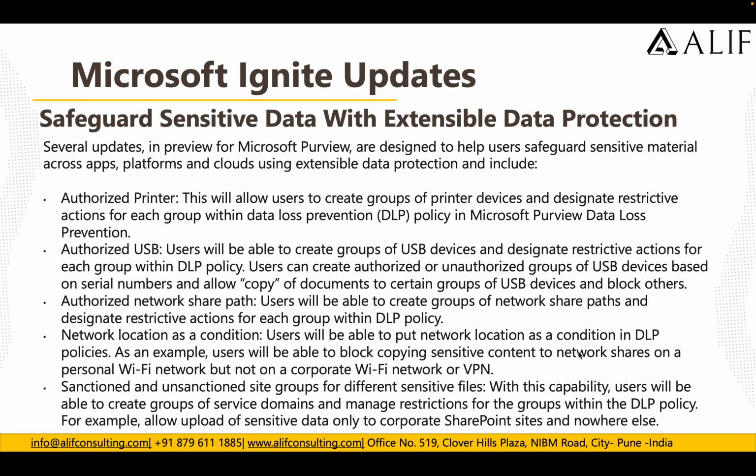The next update which we have is network location as a condition. So users will be able to put the network location as a condition in a DLP policy. The last update which we have is sanctioned or unsanctioned site groups for different sensitive files. With this capability, users will be able to create groups of service domains and manage the restrictions for each group within the DLP policies. So these are the new updates for safeguarding sensitive data with extensible data protection under Microsoft Purview.